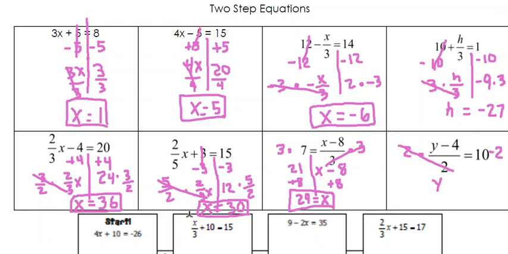So on my left side, I'm left with y minus 4. And on my right side, 10 times 2 gives me 20. So now I'm left with y minus 4. I just want to get y by itself. So I have to get rid of that minus 4. So I'm going to do plus 4 to get rid of it and leave me with just y. And I can do the same thing to the other side. 20 plus 4 gives me 24. And that is my final answer. Y equals 24.